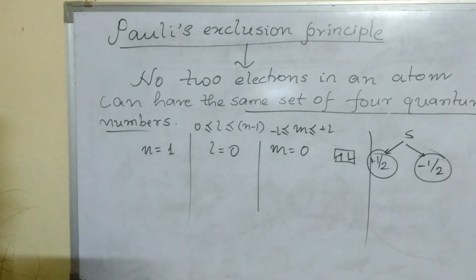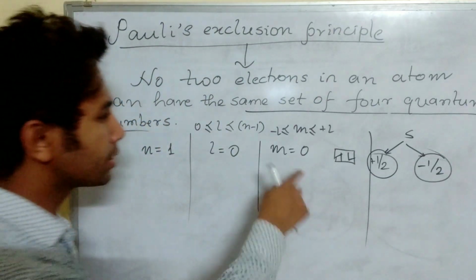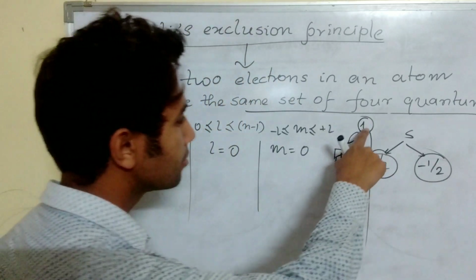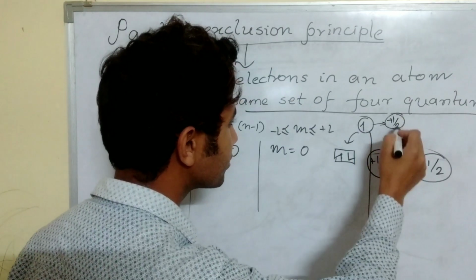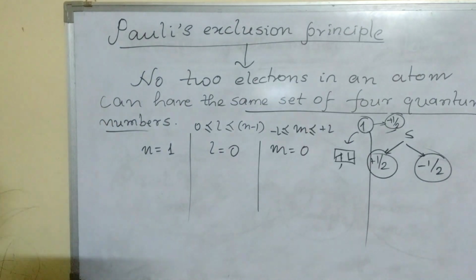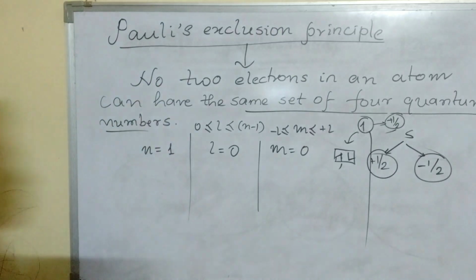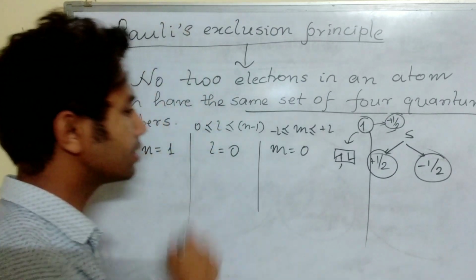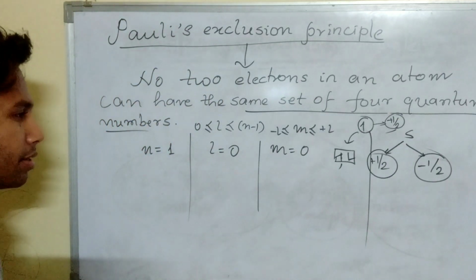Now you see, if we put another electron in this orbital, and the spin for this is plus half, and the spin for the other is also plus half, then what happens? The four quantum numbers will be the same for these electrons. If we put another electron in this, the four quantum numbers will be equal.